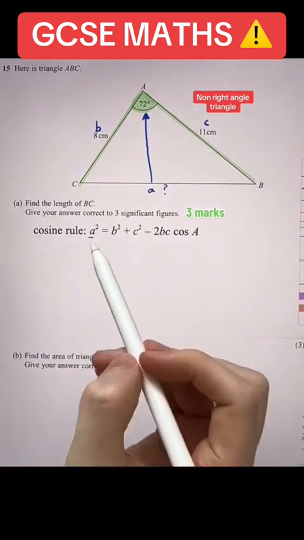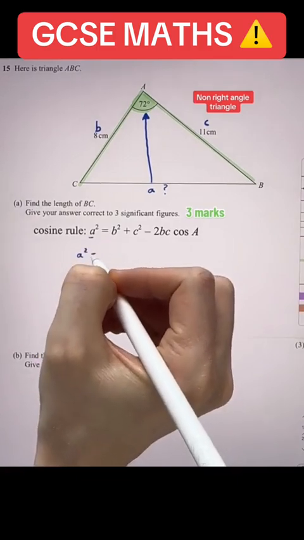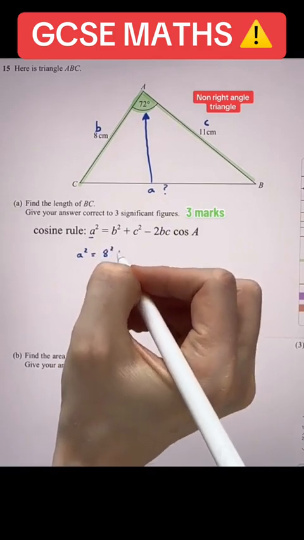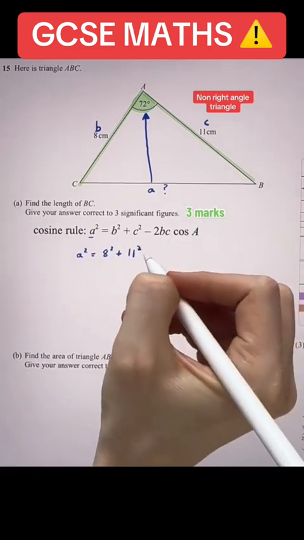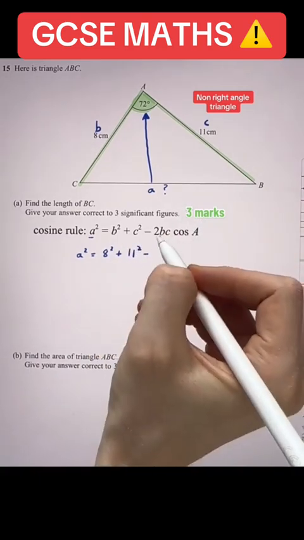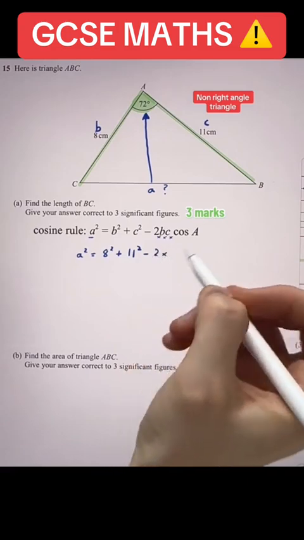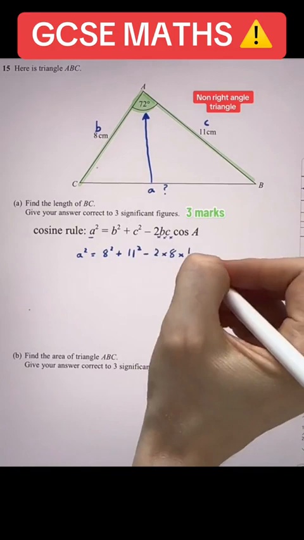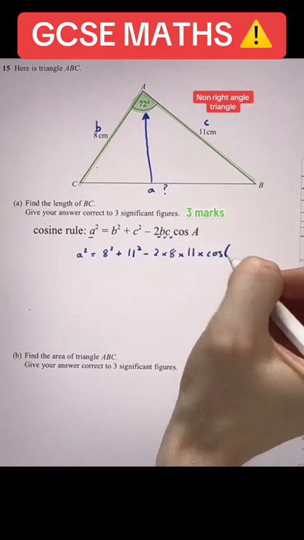Substituting into my cosine formula, a squared is what I'm finding, so I'm going to leave a squared alone on the left-hand side. On the right-hand side, b for me is 8, so b squared will be 8 squared, plus c squared, c for me is 11, so plus 11 squared, minus 2bc cos A. In between each of the letters, we know there's a multiplication sign, so minus 2 multiplied by b, which is 8, multiplied by c, which is 11, multiplied by cos of capital A, my angle for A, which is 72.